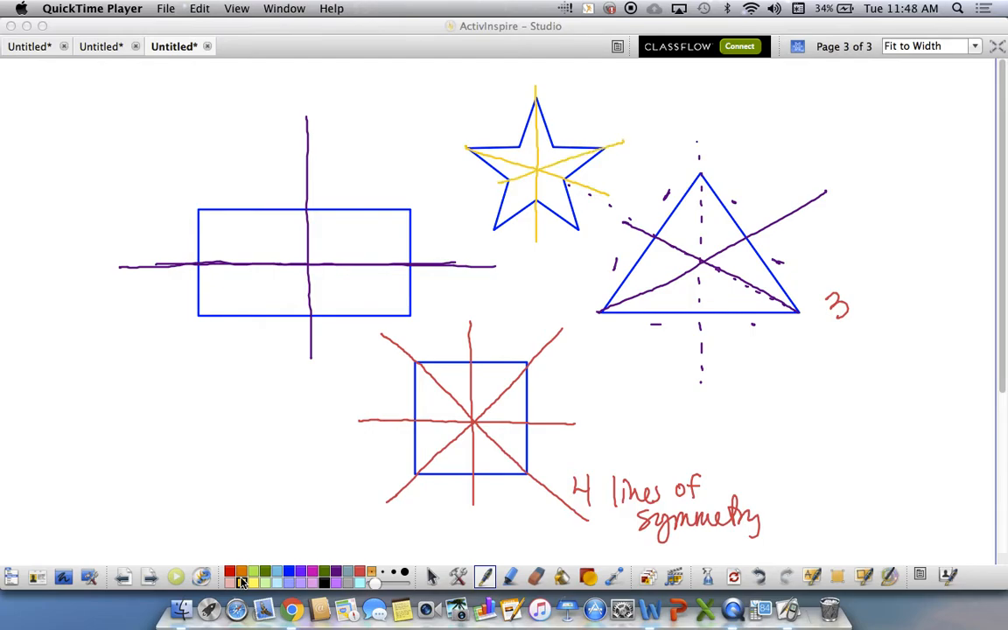How many lines of symmetry do we have? One for each vertex, or each point of the star. So this one goes through 2, counting the exterior and the interior, the acute and the obtuse points. That's 1. There should be 5 in that star. Okay? That is line symmetry.